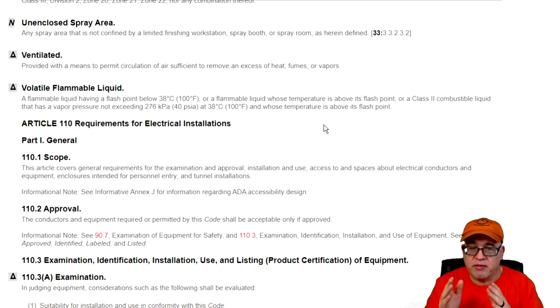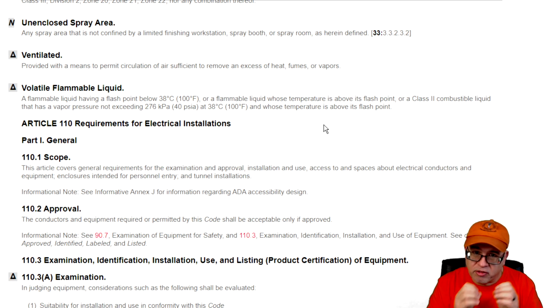So if the flash point is below 100 degrees Fahrenheit, a flammable liquid, okay? It's a liquid. We're talking liquid. Now, flammable liquids where the temperature of that liquid is above its flash point, obviously, are volatile flammable liquids. Class 2 combustible liquids that have a vapor pressure that does not exceed 40 psi at 100 degrees Fahrenheit, and whose temperature, because it's a two-part here, this is an "and," whose temperature is above its flash point, then that's considered a volatile flammable liquid.